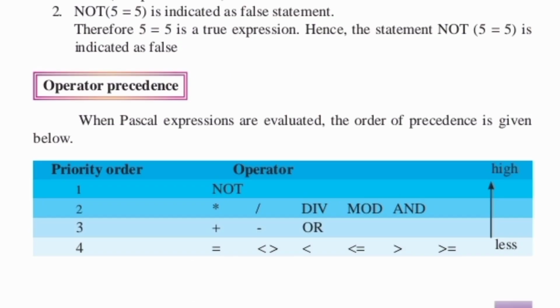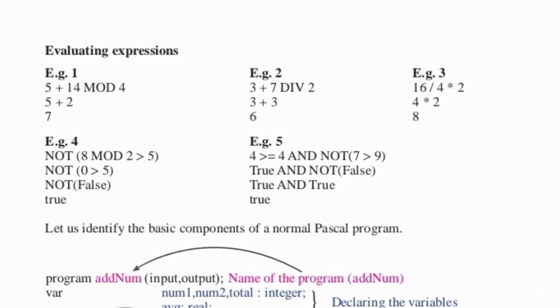And same as in maths, like BODMAS, we have this operator procedure where we have to follow a specific order in order to get the correct outputs. So like we saw before, we have 5 plus 14 mod 4. So we need to do the mod part first, where we get a remainder of 2, and then 5 plus 2 is 7, and so on.